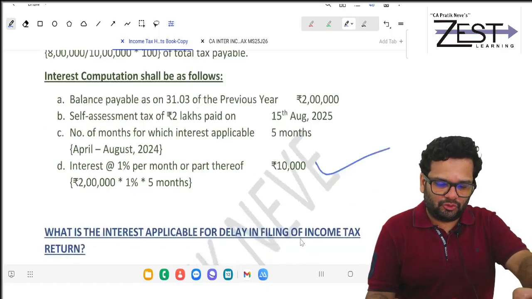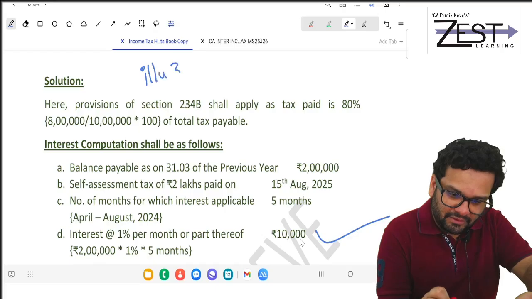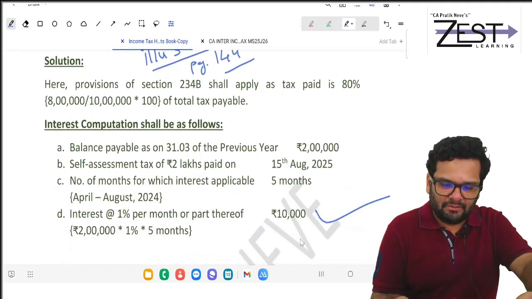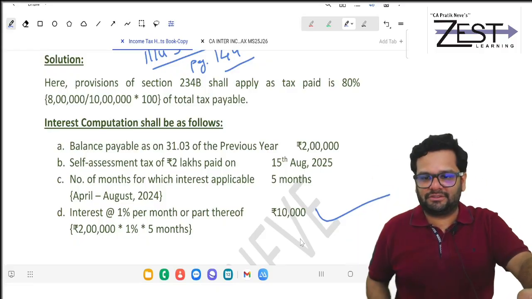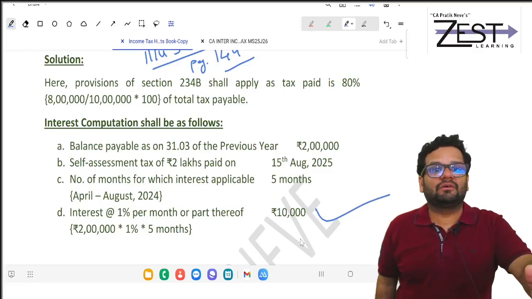Please write this solution. This is ILU 3, page 144, I think. Yes. Please complete this. Give a thought to this. This completes your 234B.